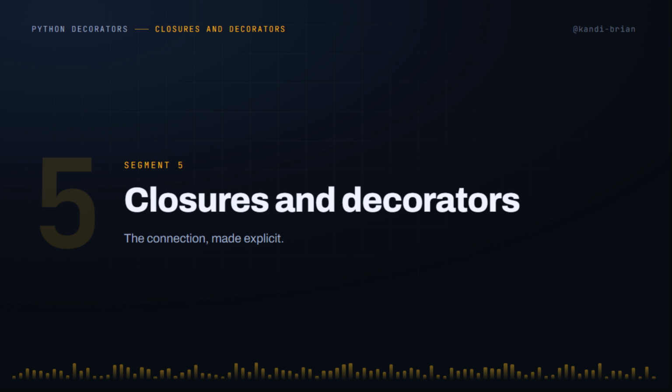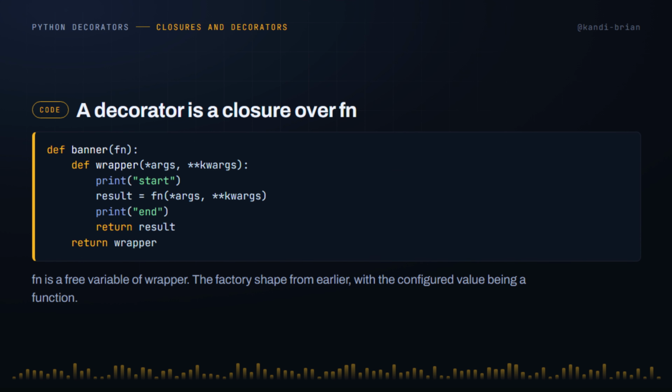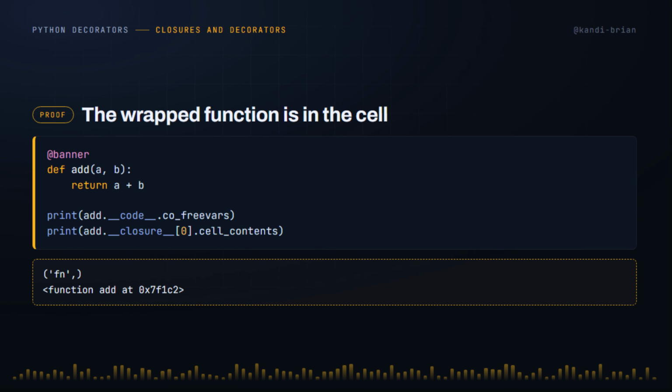Which brings us to why any of this appears in a decorator series. Look at the structure rather than the purpose. An outer function takes a value, an inner function uses that value without assigning it, and the outer returns the inner. That's the factory pattern from earlier, and the value being captured happens to be a function. fn is a free variable of wrapper. Everything you learned about cells applies unchanged, including the fact that each application of the decorator creates its own cell holding its own function. And you can prove it.